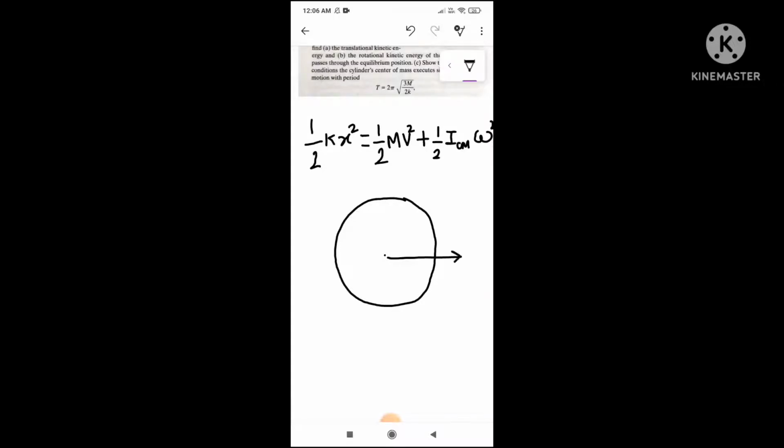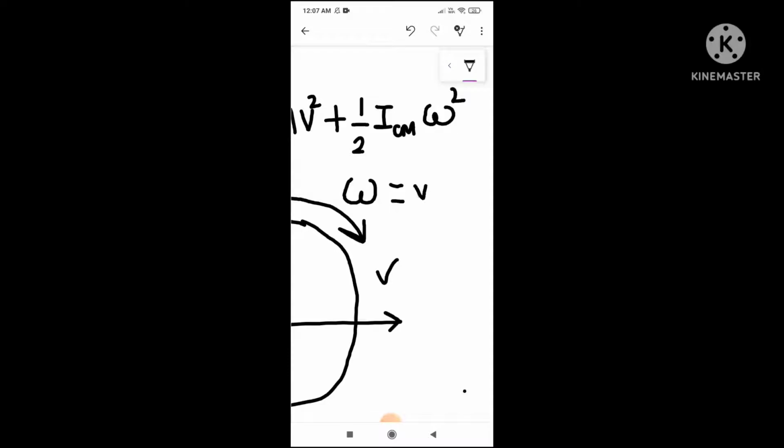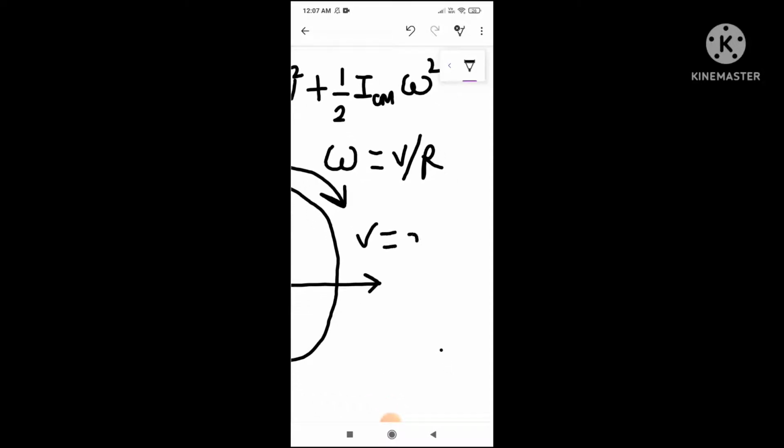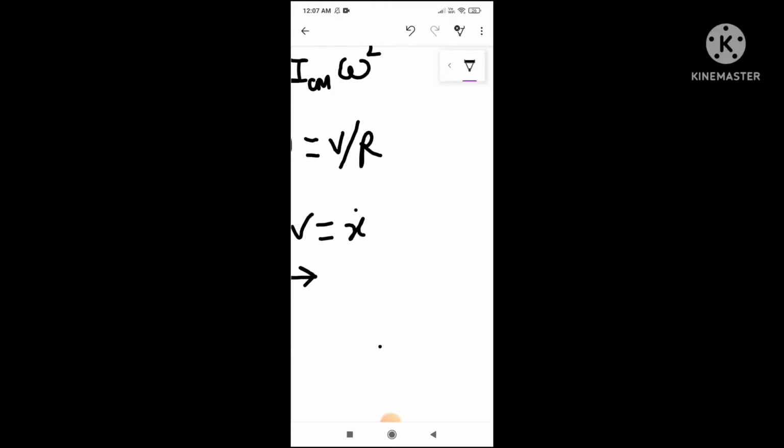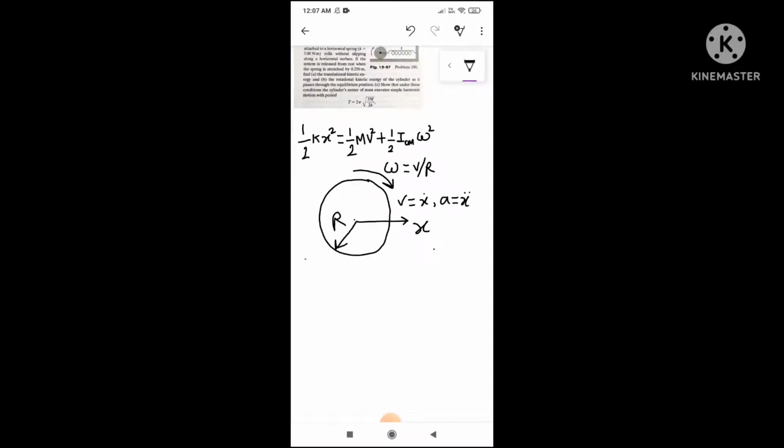This is our V, right? And it is rotating like this with some omega. The radius of this disk is r. So we know that omega is equal to V by r, and we can write V as the first order derivative of x, which is x dot, and acceleration as x double dot, the second order derivative of displacement. X means the displacement when the disk rolls, right?